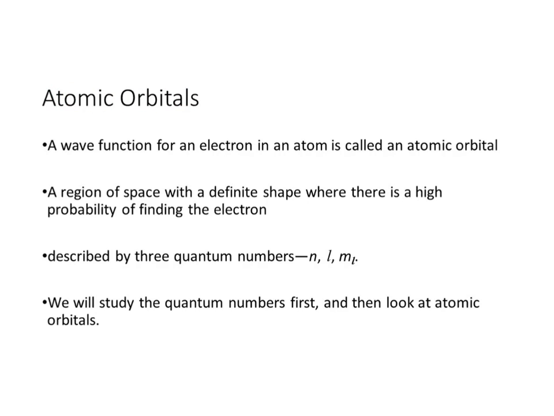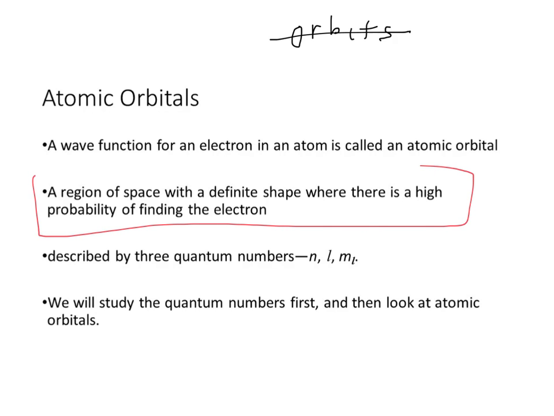Atomic orbitals. In the Bohr model of the atom, we referred to electrons having orbits. That's a type of gum now as far as we're concerned. Electrons exist instead in atomic orbitals. An atomic orbital is a region of space with a definite shape where there is a high probability of finding an electron. I like to define atomic orbitals as where electrons like to hang out.